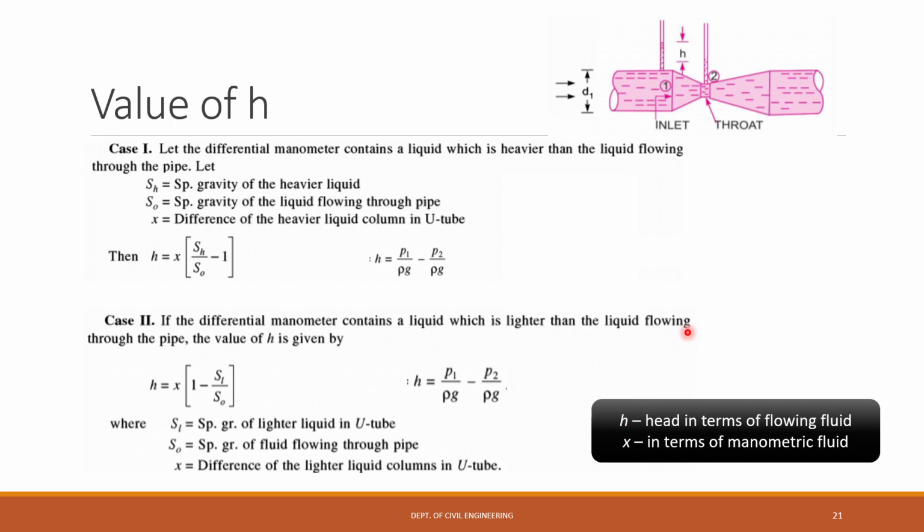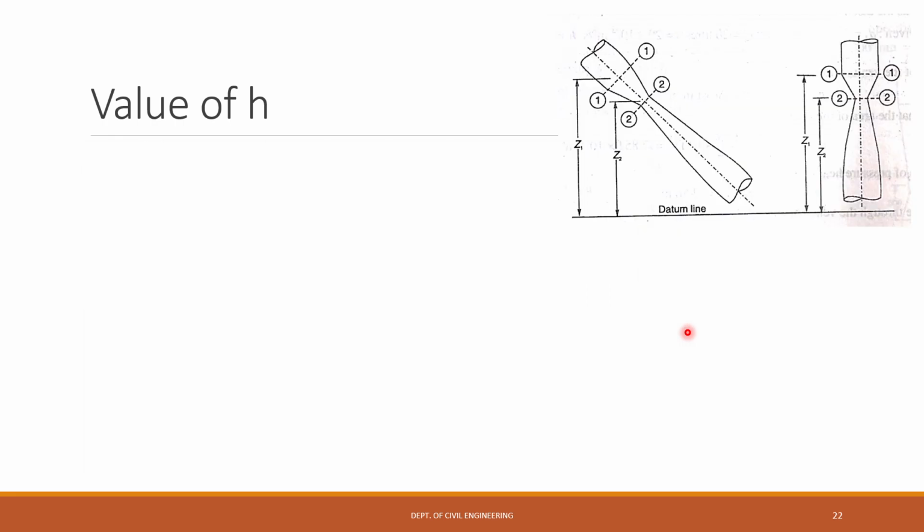Now we'll discuss the other cases. In case 3 and case 4, the venturimeter is not horizontal. It is inclined. In the figure, you can see an inclined venturimeter and a vertical venturimeter. In both cases, Z values will be there. In the figure, you can see that Z1 and Z2 are marked. In the previous case, Z1 was equal to Z2, so Z terms were not there in the equations. But here, Z terms will be there.